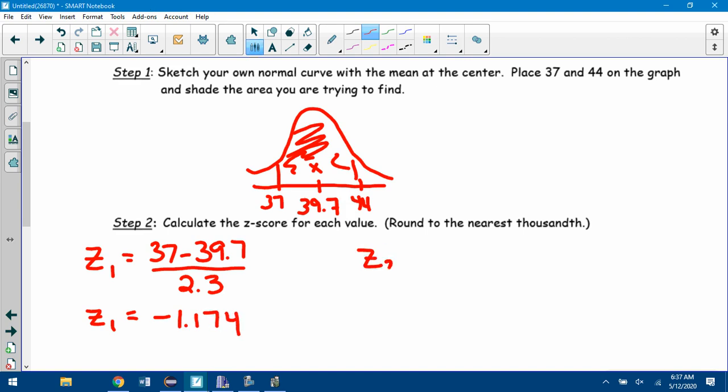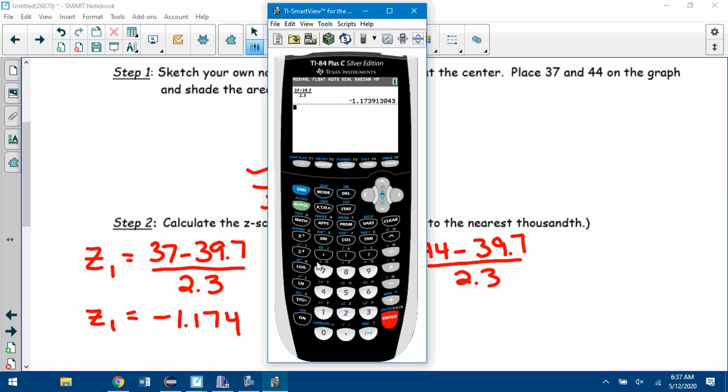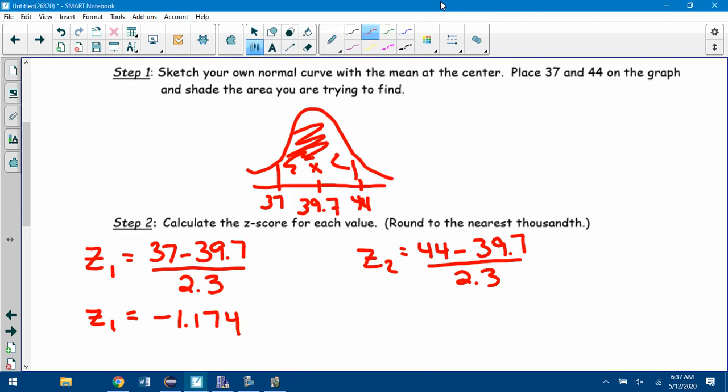Same for the upper z-score. The observed score here is 44 minus the mean of 39.7 over the standard deviation of 2.3. 44 minus 39.7 divided by 2.3 is 1.870. So the second z-score is 1.870. Remember that what that does is it normalizes it to the z-score with a mean of 0 and a standard deviation of 1.